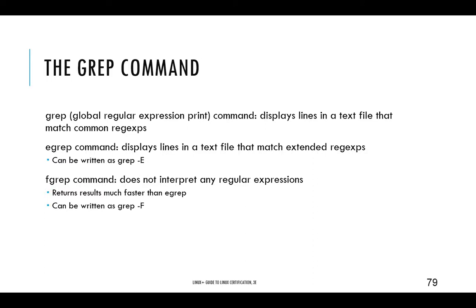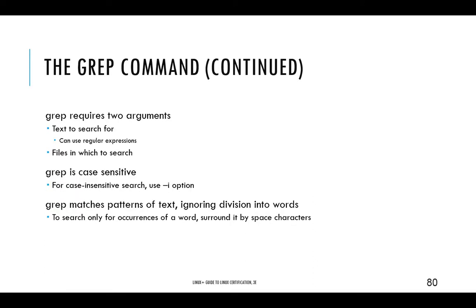-f is faster. grep requires 2 arguments. It requires that you have a text to search for and the file name. Kind of makes sense, right? Because it's a text expression and it has to have a text file to look in, and then you've got to tell it what to look for. It is case sensitive, but if you want to do insensitive case, then just do -i.